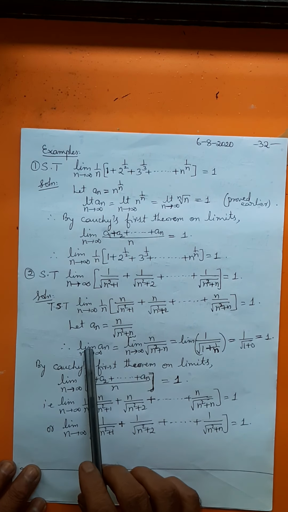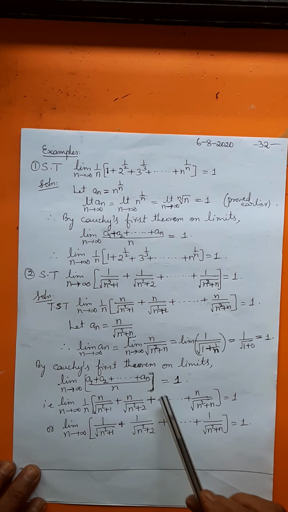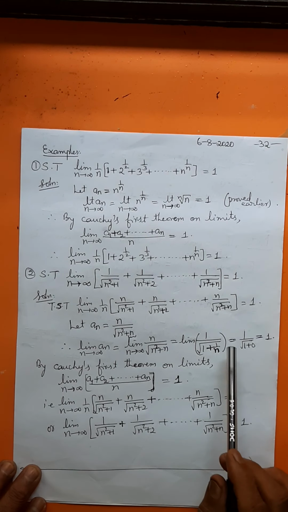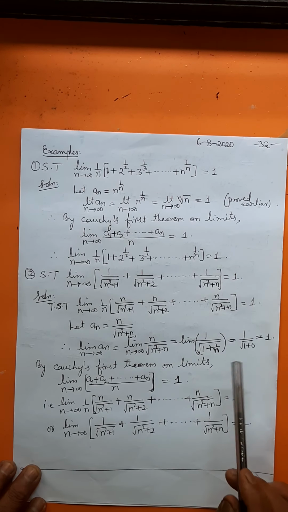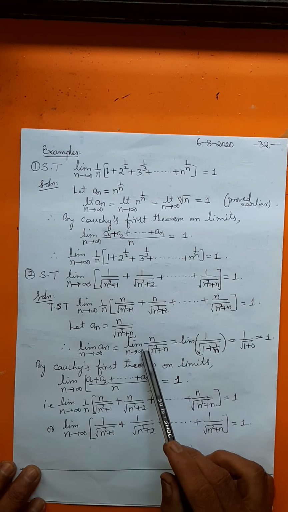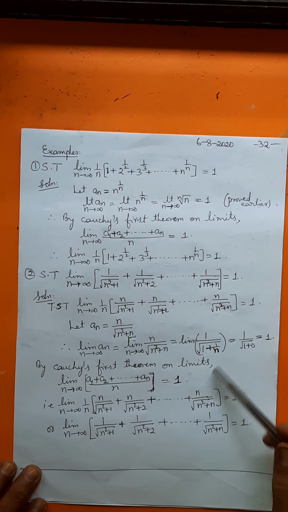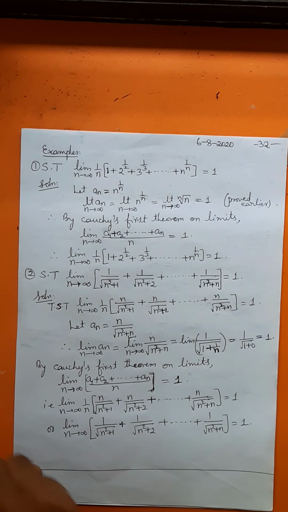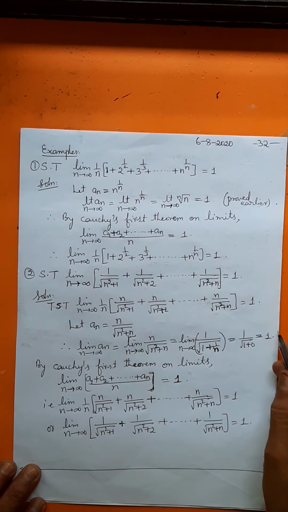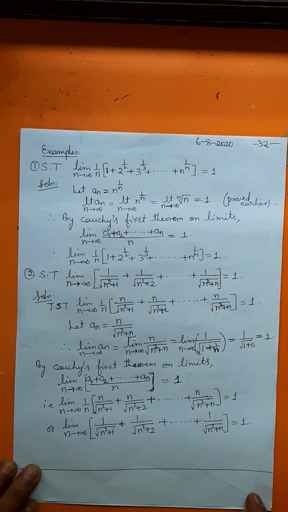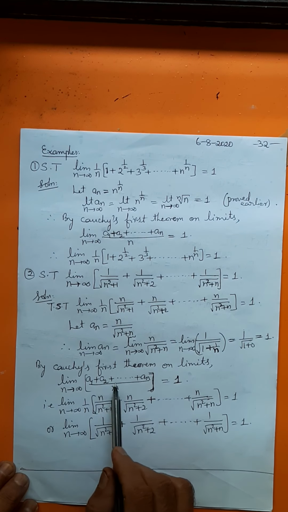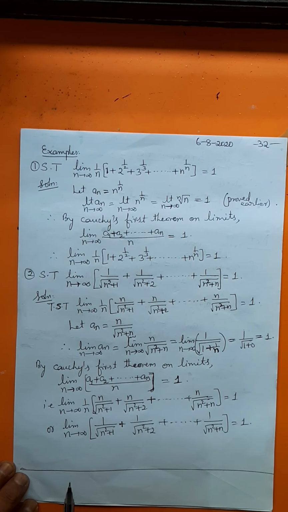What is the limit of an? You know how to take the limit. Divide the numerator and denominator by n. If you divide by n, the numerator is 1. In the denominator, root of n square, if you take it out, the n cancels and what remains is 1 by n, which tends to 0 as n tends to infinity. So the limit value is 1. By Cauchy's first theorem on limits, the limit of (a1 plus a2 plus up to an) by n is also 1.